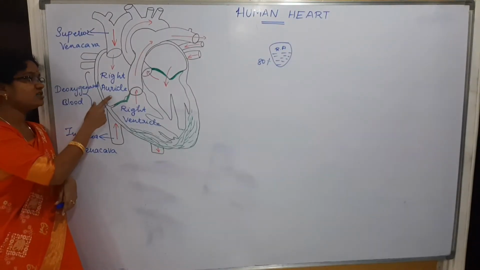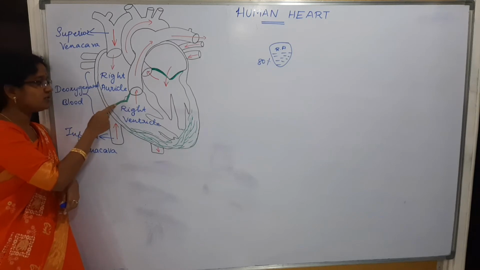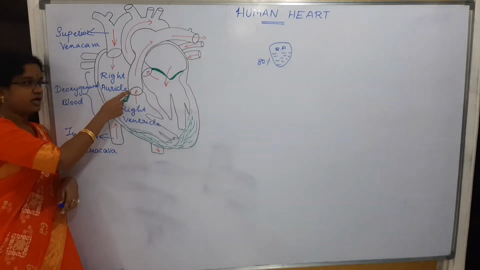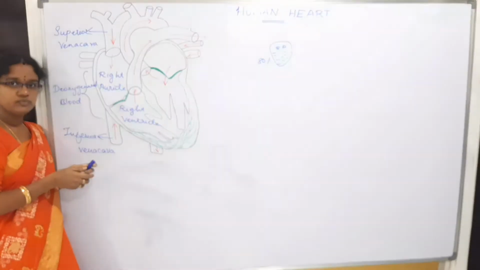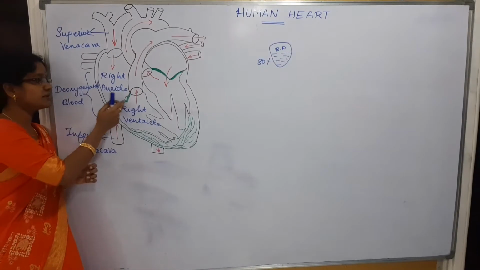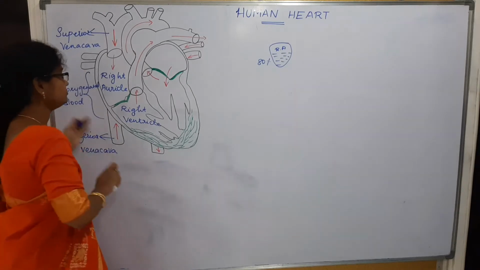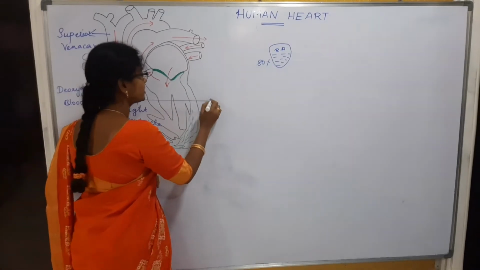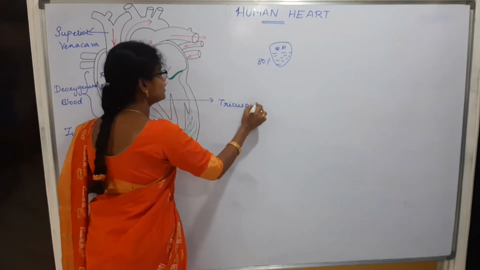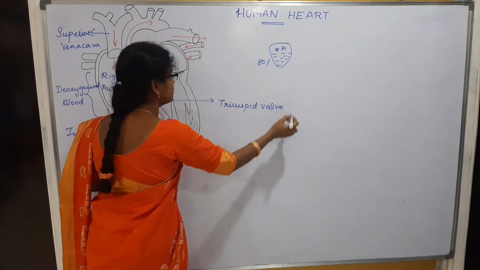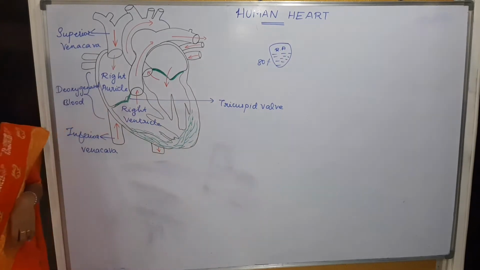So from the right auricle, what is the valve present over here? This is marked in green color in order to differentiate between the right auricle and the right ventricle. What is the valve which is present between the right auricle and right ventricle? This is the tricuspid valve.